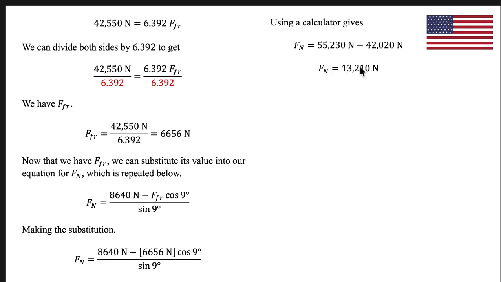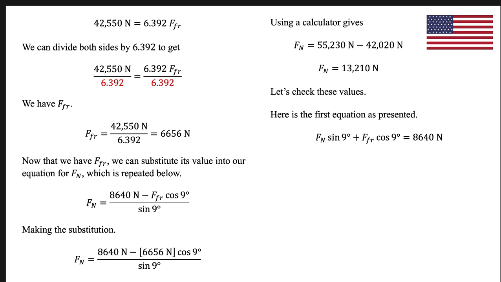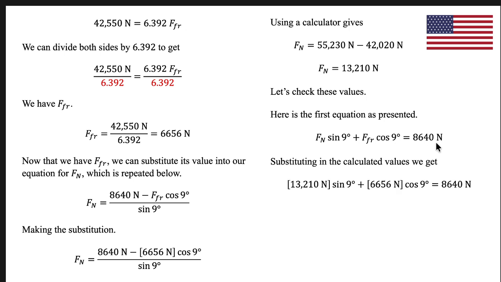We got the answer, but a lot of opportunities to make mistakes. I'm always very happy when I plug it back in and it's right. So here's the first equation as presented. That was given to us, so we can stick in Fn and Fr here and see if it's true. See if Fn, which is 13,210 times sine 9 degrees, plus 6656 times cosine 9 degrees is 8640 newtons. So there are the two values we calculated. And this term is 2066, this term is 6574, and man, that is 8640. So very happy. Very happy.